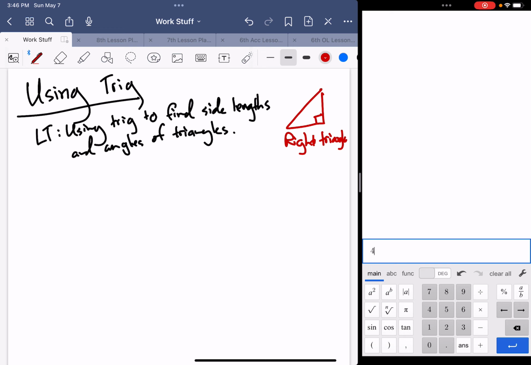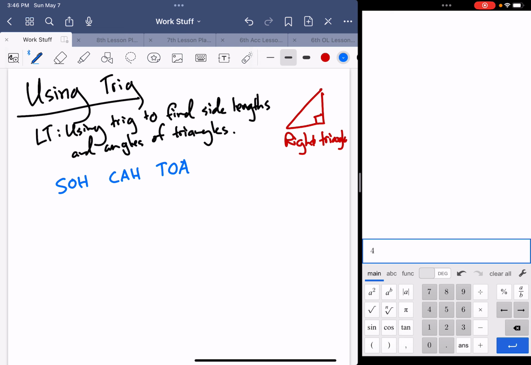Okay, so now we have to keep in mind what we learned earlier, which is that sine is the opposite over hypotenuse, cosine is the adjacent over hypotenuse, and tangent is your opposite over adjacent. That's a very important detail to keep in mind and remember. And so here's what a problem might look like.